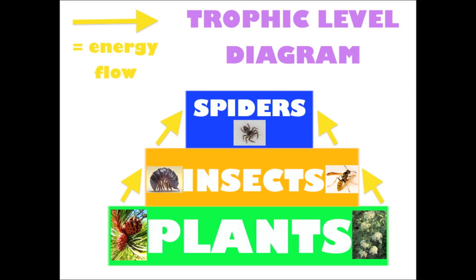On our trophic level diagram, the energy flow starts from the producers, which are the pine and the alpine currant. Then the energy flows on to the second level, where the roly-polies and the bees are found. Finally, it flows on to the third level, which the spiders are found in. For each level that energy travels up, 10% of the total energy is lost.